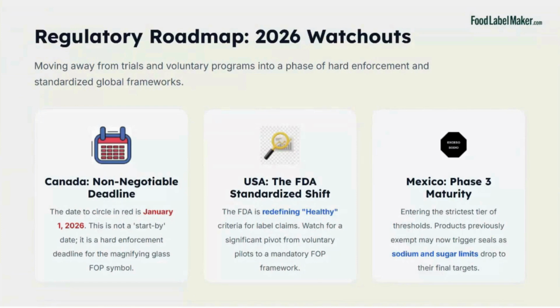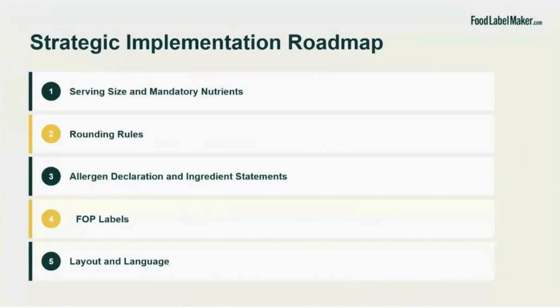Okay, as we wrap up today's session, just remember no single label works for every market. Your goal is to stay agile, stay compliant, and stay market specific. And that's why I created this strategic implementation roadmap to serve as a checklist for you whenever you are creating a label for a new market that you will be exporting your products into.